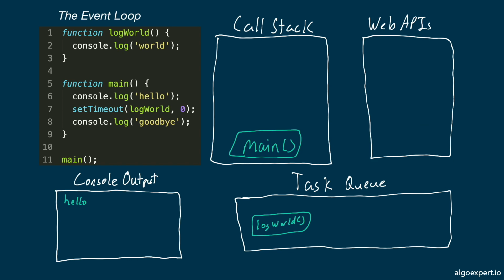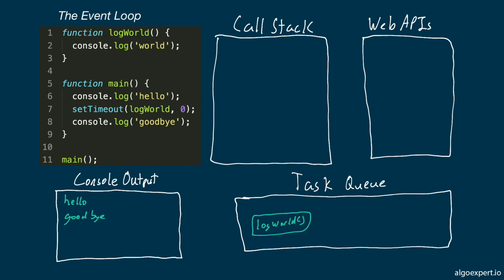But now logWorld is stuck in the task queue. It cannot move into the call stack until it is empty, which it is not in this case. This means that main will just keep running. So from here we call console.log of goodbye, pushing that call onto the call stack. Then it logs out goodbye, and of course we pop this call to console.log of goodbye off of the call stack. After this, the main function is complete, so main also pops off of the call stack.